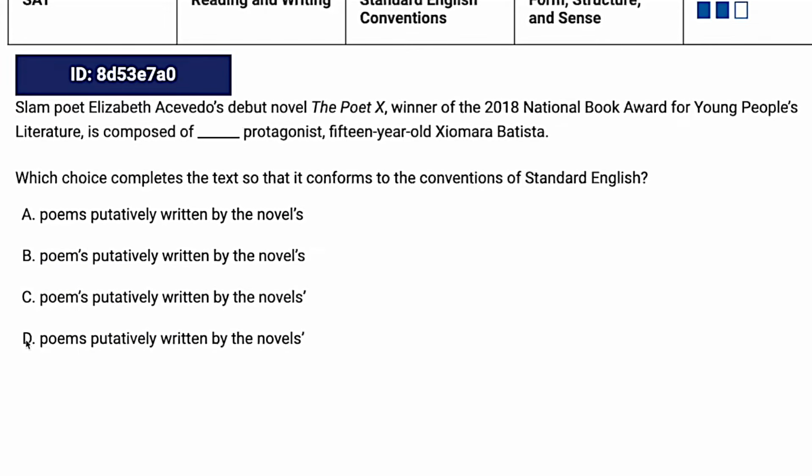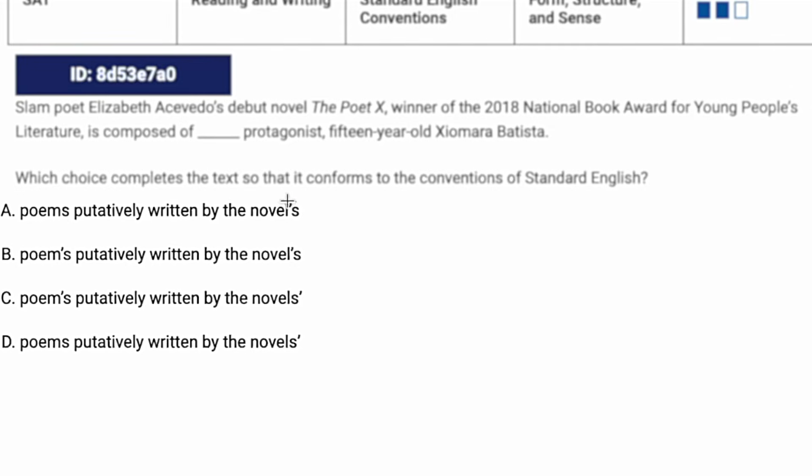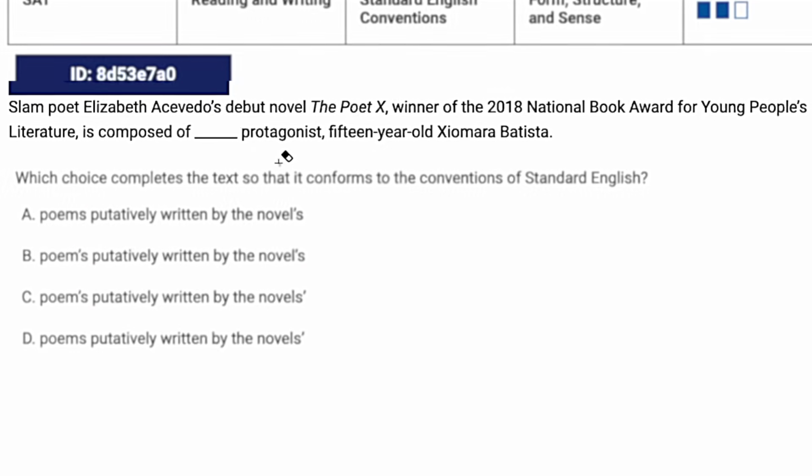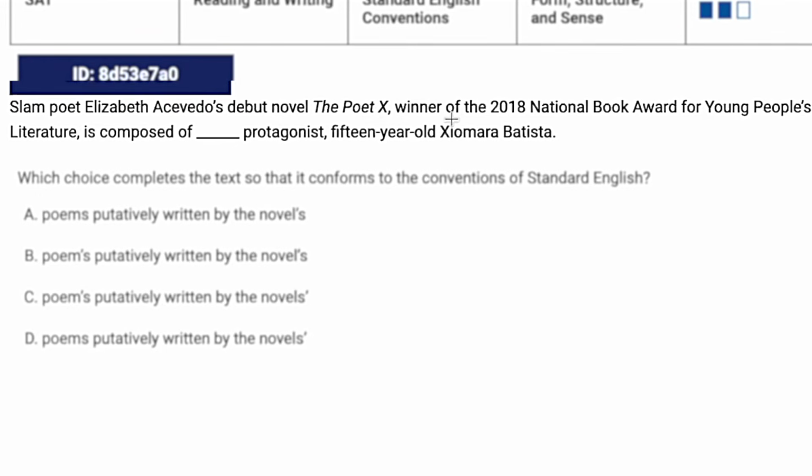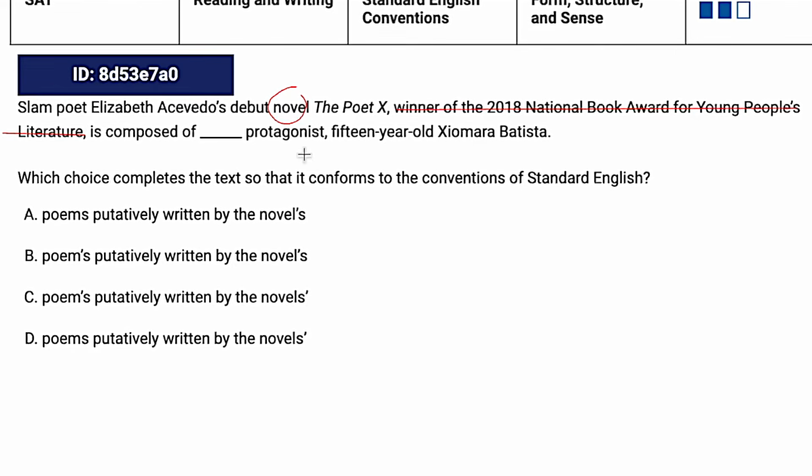I saw one more of these and I just had to go in because this one's interesting. We've got a couple different words that may or may not have apostrophes. We've got the novel and we've got the poems. So let's do a quick look at this one as well. Slam poet Elizabeth Acevedo's debut novel, The Poet X, I'm going to get rid of the non-essential information again, is composed of, so basically the novel, could say the novel is composed of poems putatively written by the novel's protagonist. I also don't care about this part.